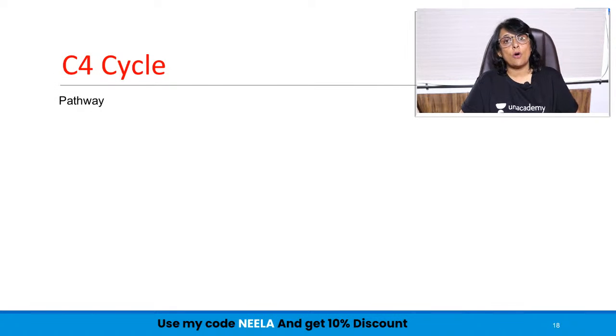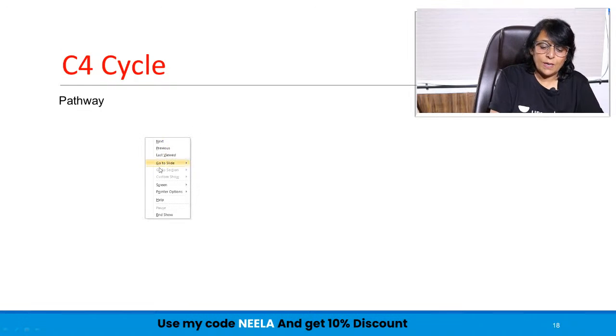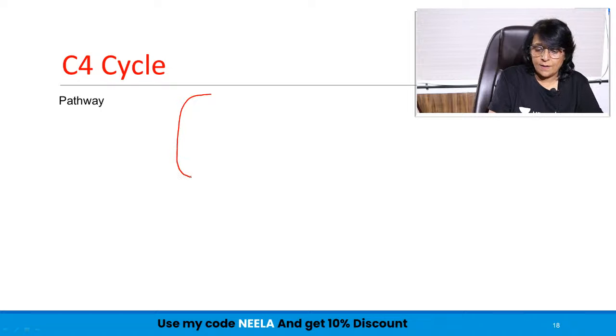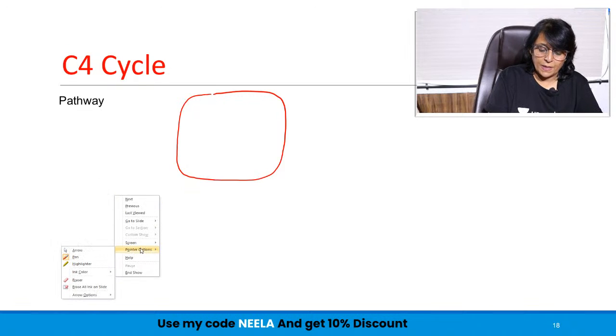Now we will draw this pathway. So what I'm going to do is I'm going to make two cells. This is the mesophyll cell and then we will have a bundle sheath cell.